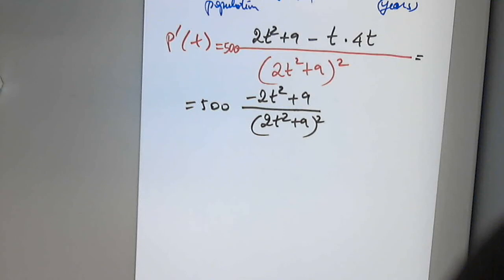Do not attempt to simplify anything. So this was 4t squared plus negative 2t squared, negative 2t squared plus 9. So that was part A.